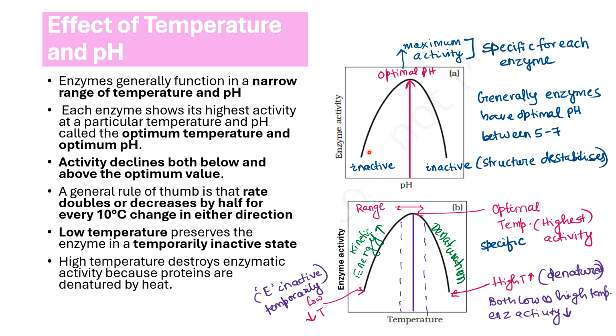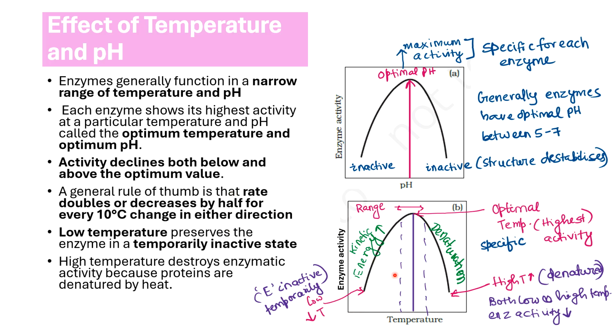So, if there is extreme pH in both directions, the enzyme becomes inactive. In either very low pH or very high pH, the enzyme becomes inactive. Why? Because the structure of the enzymes, or the structure of the proteins, gets denatured in the extreme conditions of pH. That's why for the optimal activity of the enzymes, it is essential to maintain the pH within a particular range. Okay, let's now look at the effect of temperature on enzymatic activity.